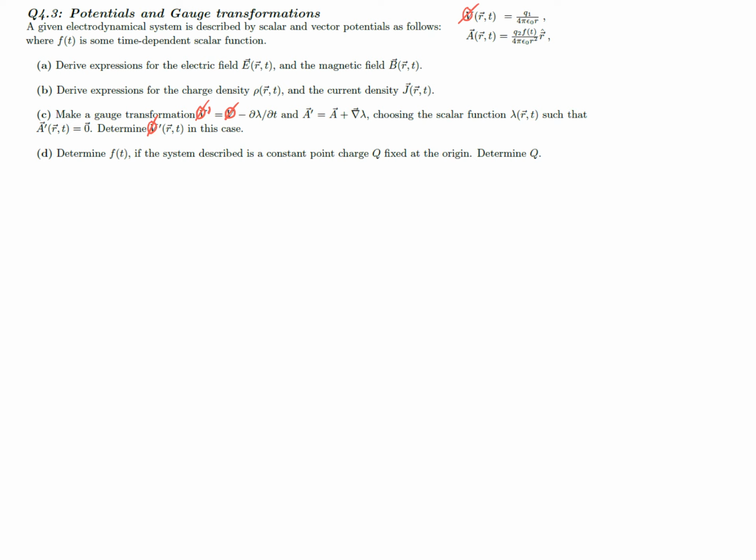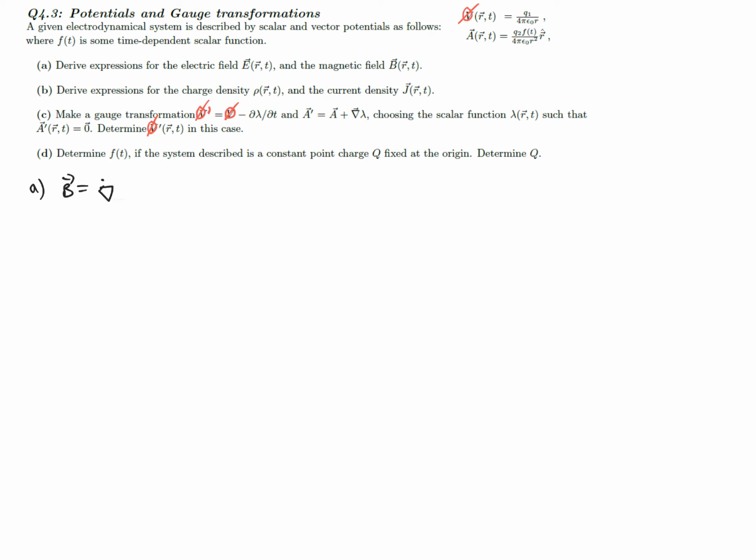Okay, so the question says, given an electrodynamical system described by scalar and vector potentials phi and A, and they take a specific form that you'll see there. And they're in terms of a function f of t, and this is some time-dependent scalar function. So it could be cos omega t or whatever. So in part A, it says derive expressions for the electric and magnetic fields. Okay, this is similar to the previous question, so let's, without further ado, get straight into it.